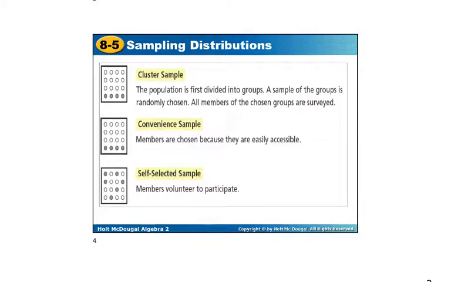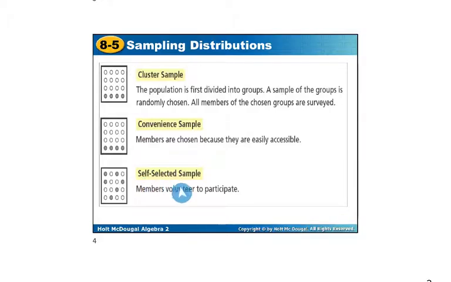Then we have our convenience sample, and those are usually, again, more convenient, but not necessarily the best selection. Members are chosen because they are easily accessible. So, for instance, we might give a survey via email, but of course not everyone checks their email as much, and so that might be just a convenience sample because I'd rather not call people.